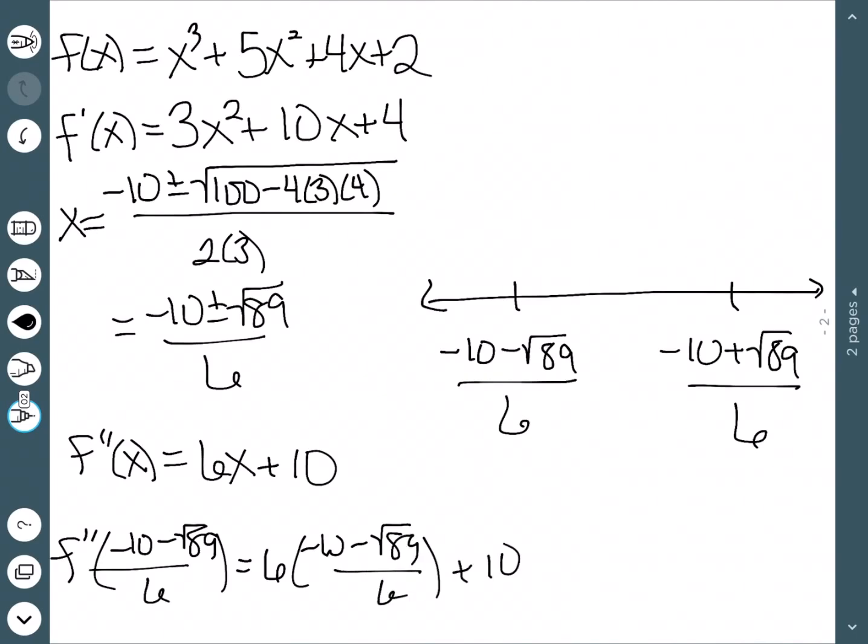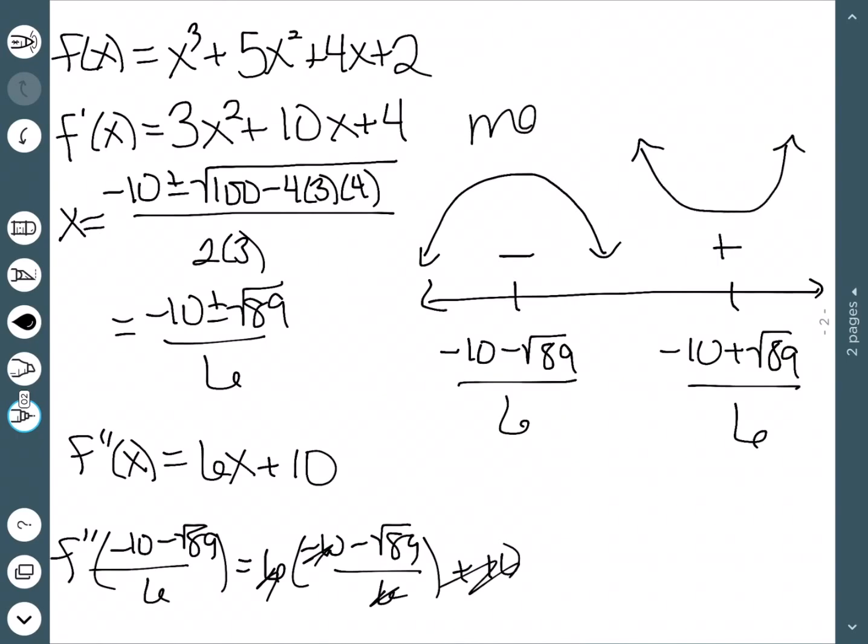And then when I add 10, this negative 10 is going to cancel. I just get negative square root of 89. So it's going to be negative, which is concave down. Same thing here. When I multiply by 6, the denominators cancel, and when I add 10, the negative 10s cancel. So I actually get that the second derivative value is positive 89, which means I'm going to look like this. So this one's a maximum, and this one is a minimum.